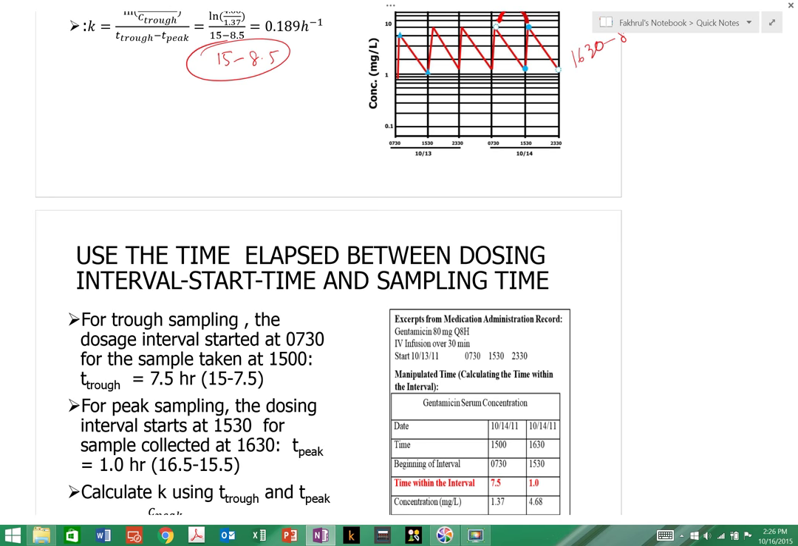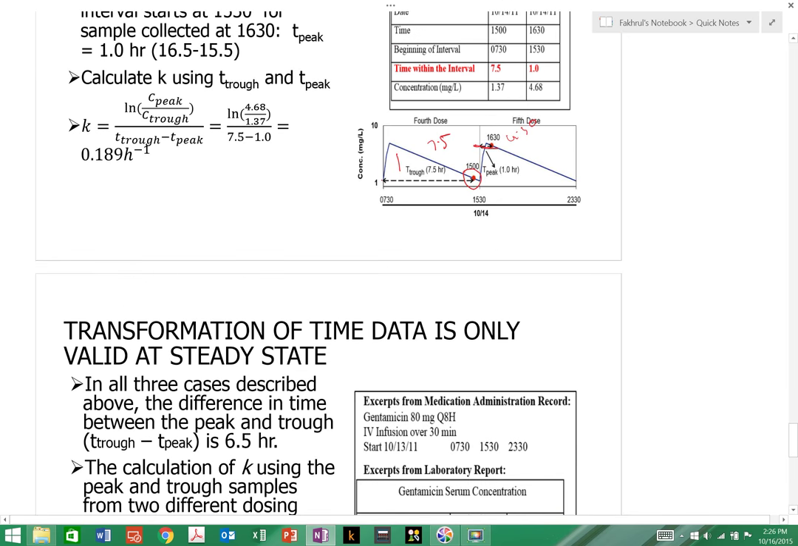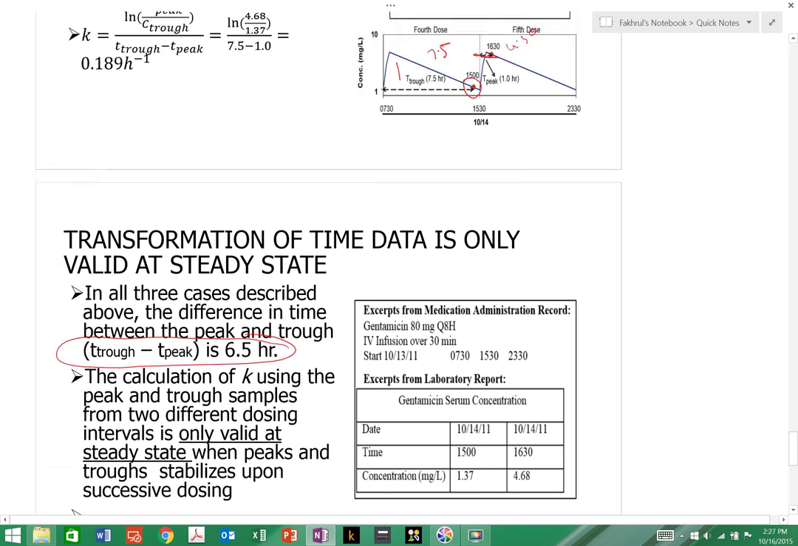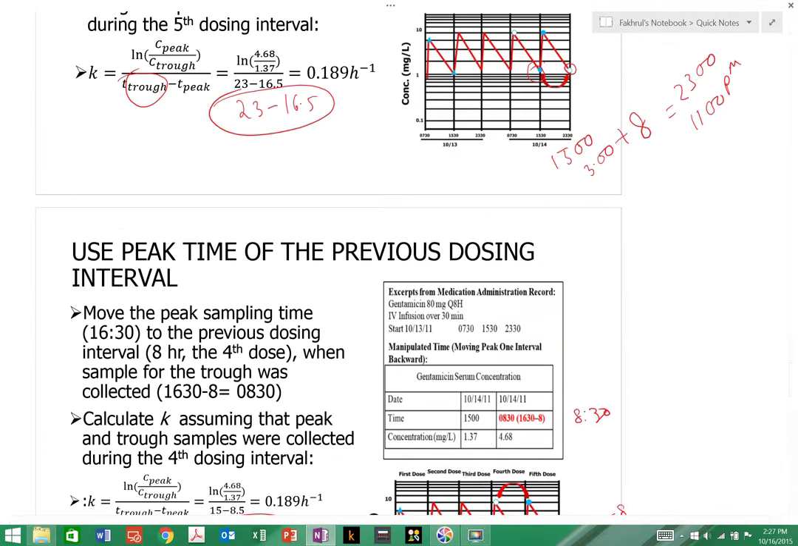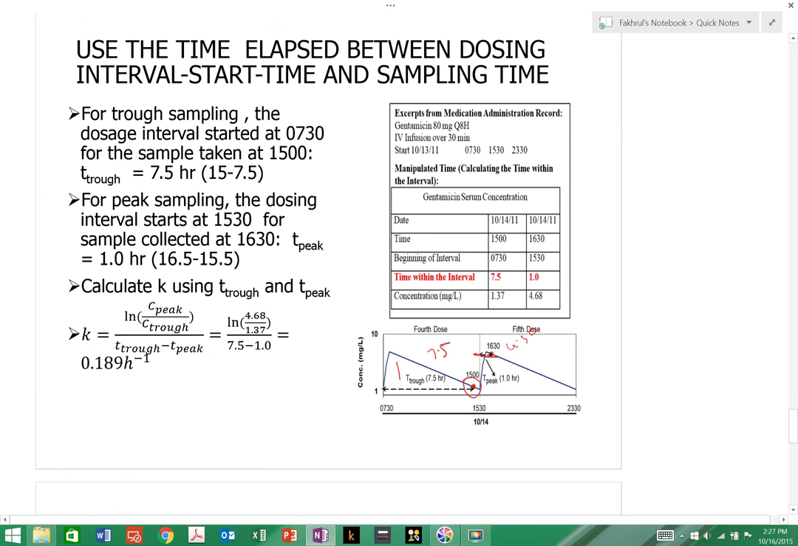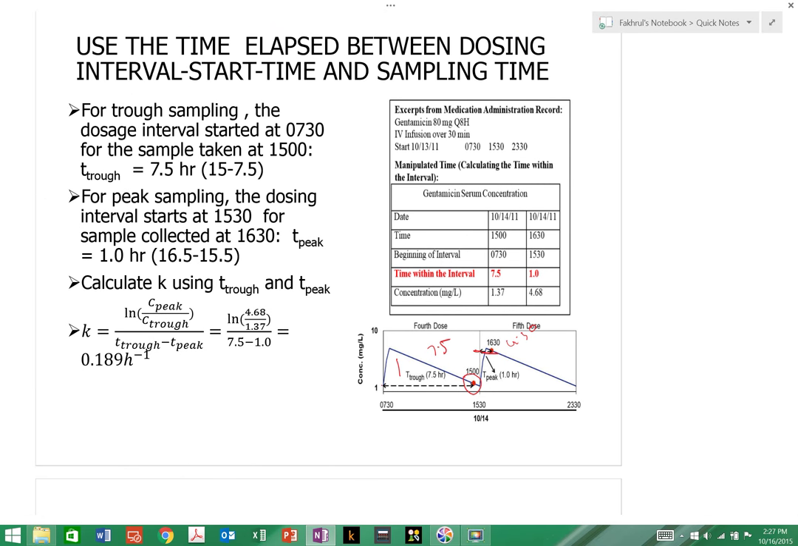So overall, there are three. One last thing is that this transformation of data is only valid at steady state, not in other cases. And in all three cases, whatever you do, the difference between T trough and T peak is going to be the same. They are not going to change. So there are three options. Whatever you choose is fine. You can do the calculation easily with whatever you choose.